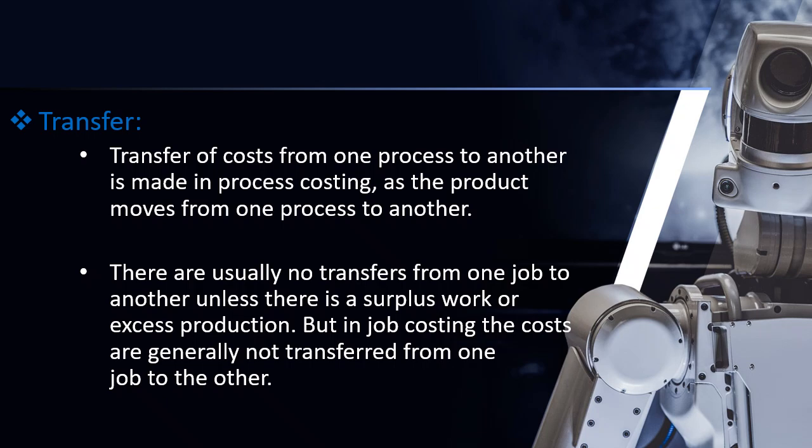Transfer. Transfer of cost from one process to another is made in process costing as the product moves from one process to another. There are usually no transfers from one job to another unless there is a surplus work or excess production. But in job costing, the costs are generally not transferred from one job to the other. Next slide will be done by Dilshima.